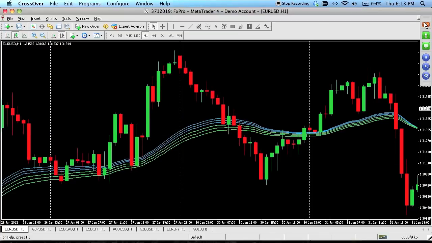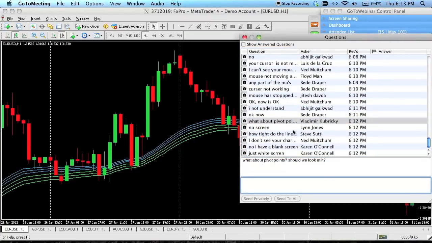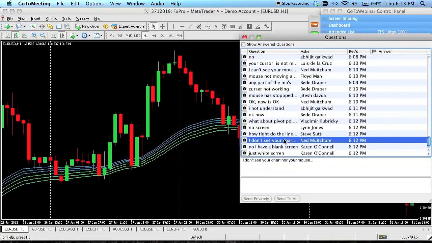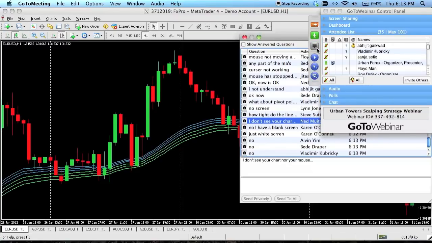Now, screen's up. Everyone can see the screens now. Is it good? Just a white screen. I have a blank screen. Okay. No. Okay, one more time. Let's do this again. Turn it off.